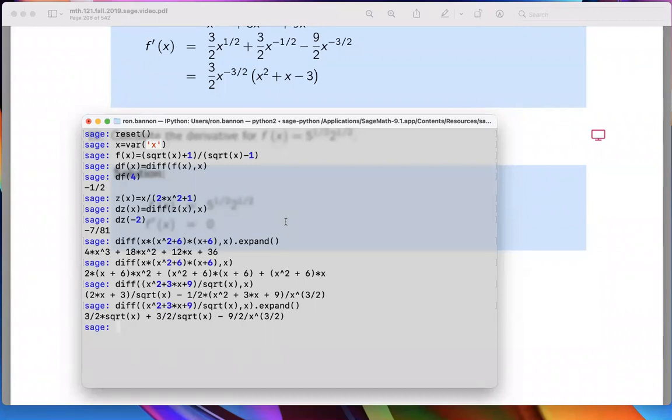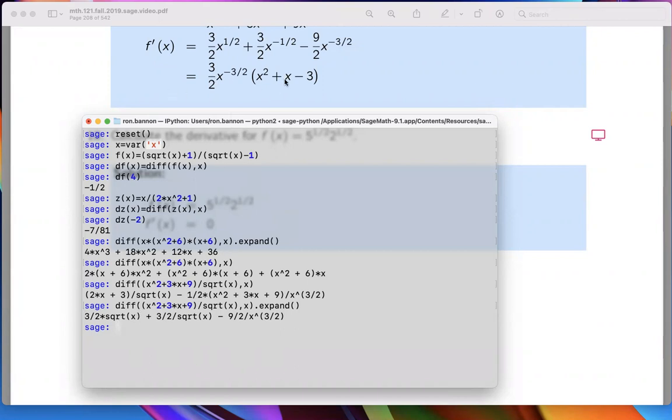I don't think it helps me much, does it? Well, I'm going to look at it and I want to go term by term with you. I definitely see the 3 halves in it. So what's x to the minus 3 halves times x squared? Well, that would be x to the 1/2. So I definitely see the first term.